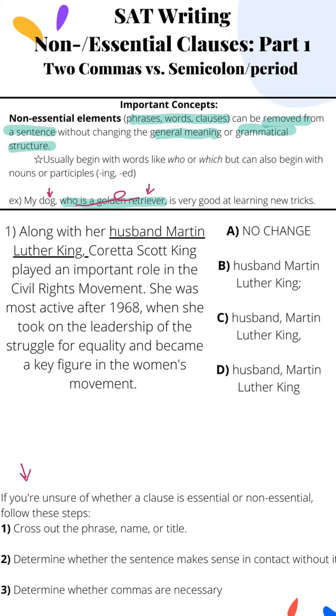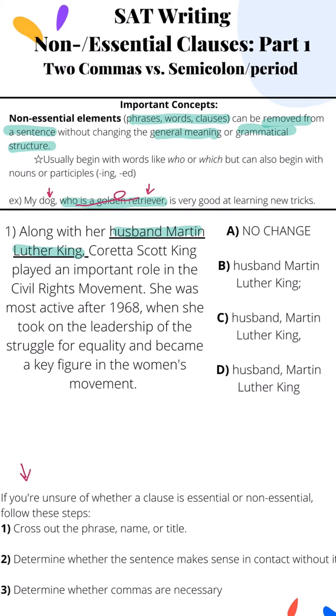So let's look at an example. Along with her husband, Martin Luther King, Coretta Scott King played an important role in the civil rights movement. She was most active after 1968 when she took on the leadership of the struggle for equality and became a key figure in the women's movement.